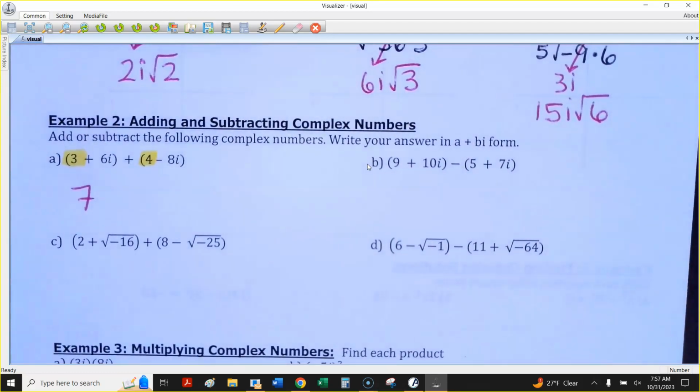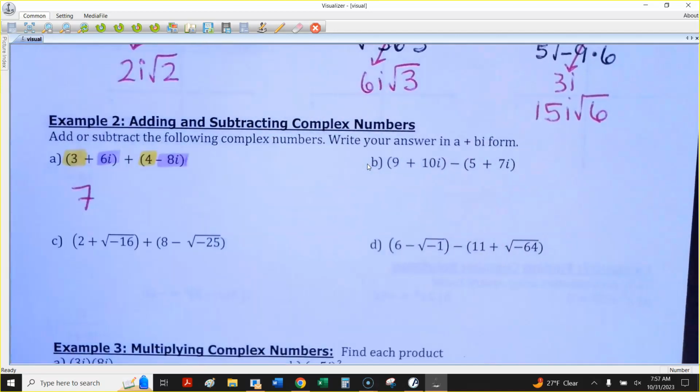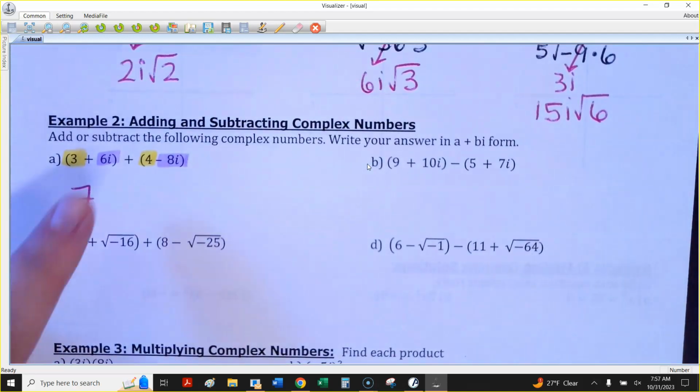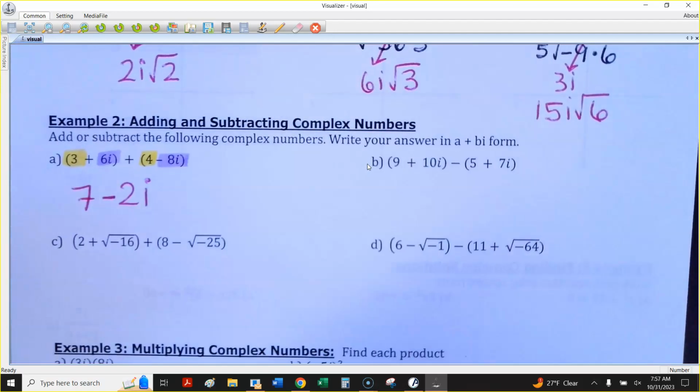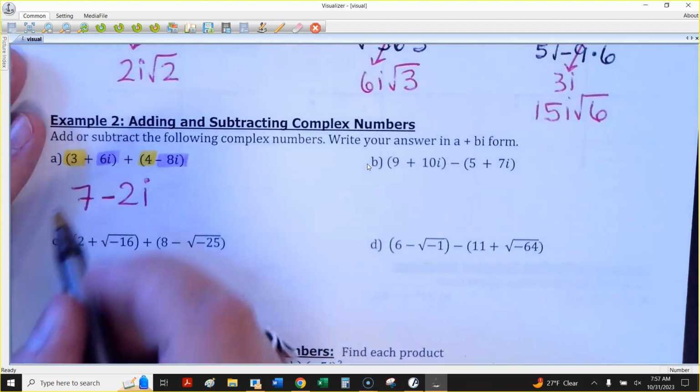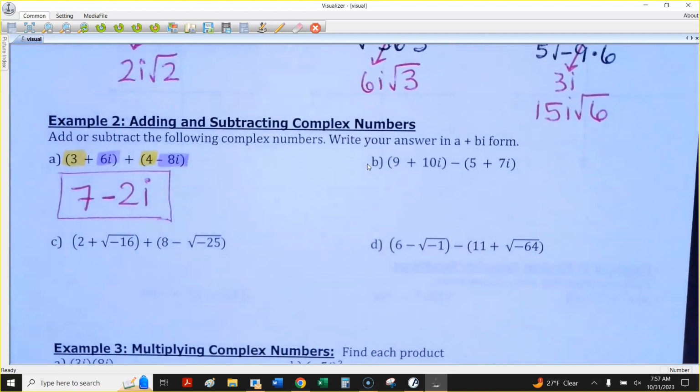And then I'm going to take the imaginary parts. I have 6i and a negative 8i. So just literally, it'd be like 6x minus 8x, just with an i instead of an x. So 6 minus 8, this would be minus 2i. And I can't go any farther than that. You can always multiply, but you can't add or subtract unless you have like terms. You can't put a real number and an imaginary number and simplify that any farther. So that would just be my answer.